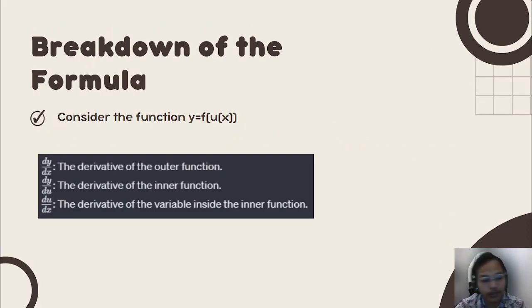Moving on. Let's break down the formula. Consider the function y equals f(u(x)). So dy/dx is the derivative of the outer function, while dy/du is the derivative of the inner function, and lastly du/dx is the derivative of the variable inside the inner function.